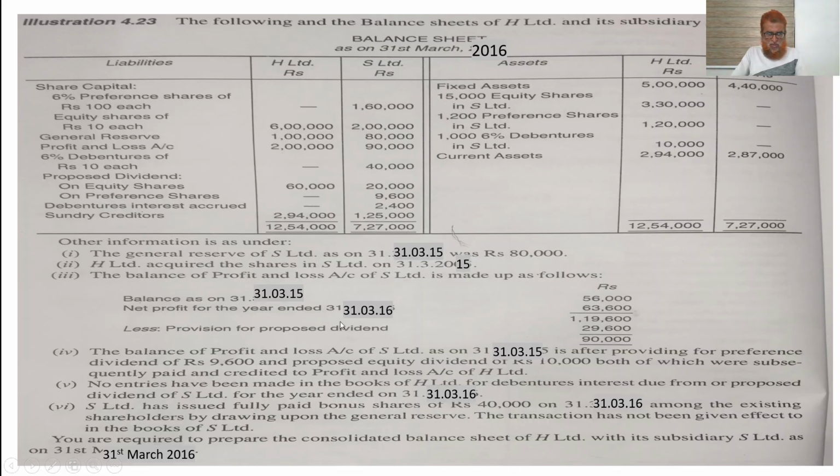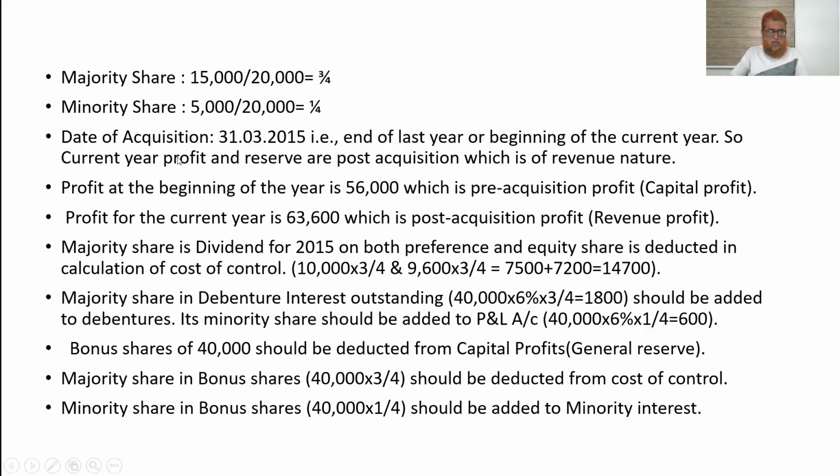Net profit for the year ended 31/3/2016, 63,600. This is current year profit, which is purely post-acquisition. Total 1,19,600. Out of that, you are deducting the provision for proposed dividend, 29,600. So it is explained now. See the date of acquisition, 31/3/2015, which I have explained. That is the end of the last year and the beginning of the current year.